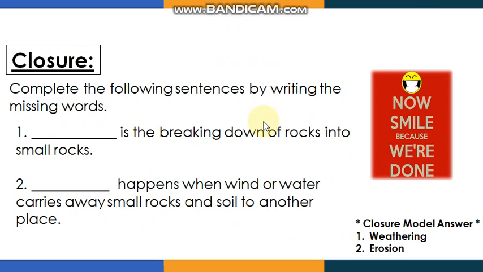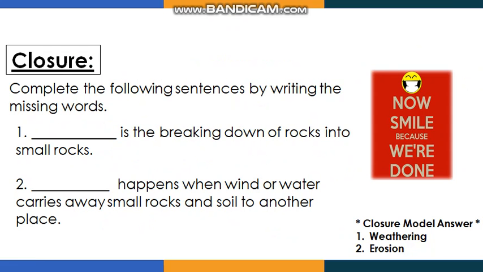Okay, and there is one more thing to do before finishing our lesson. So let's do it, everyone. It's super easy. Complete the following sentences by writing the missing words. Okay, so let's read. Is the breaking down of rocks into smaller pieces weathering? So weathering is when the wind or water break the rocks into small pieces. Okay, remember this. Weathering is when the wind and water break down the rocks into smaller pieces.